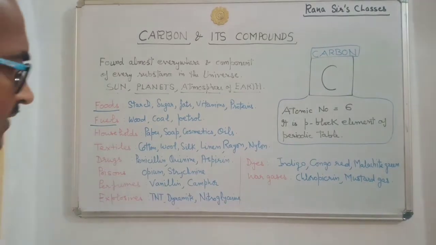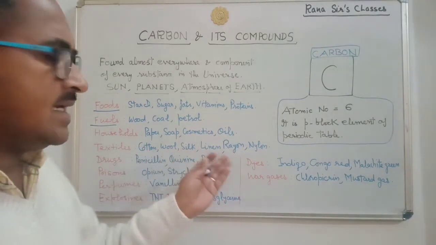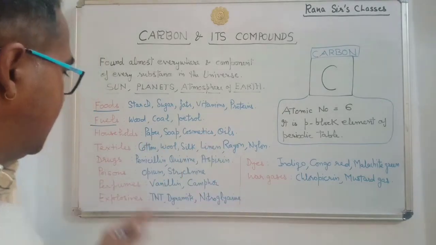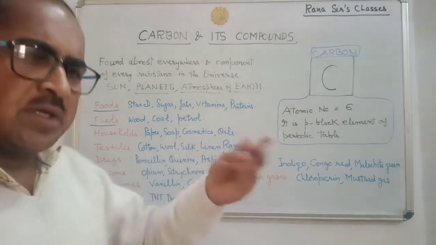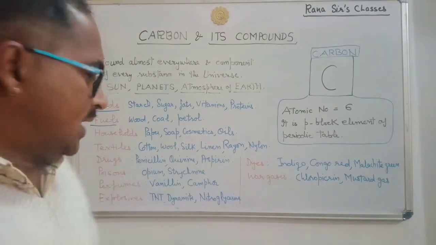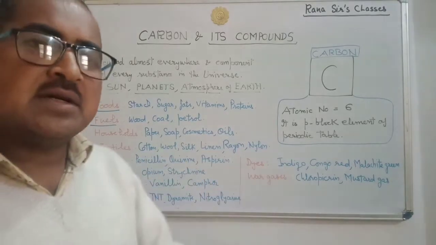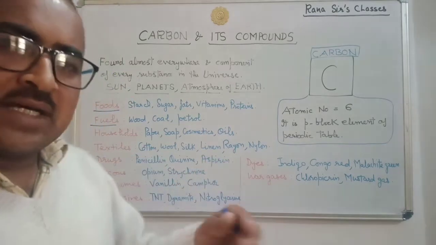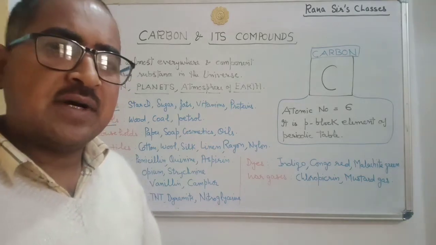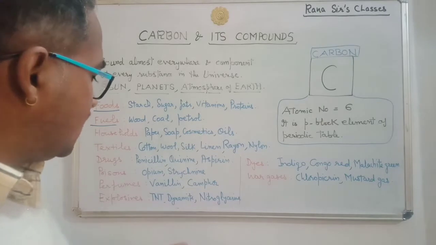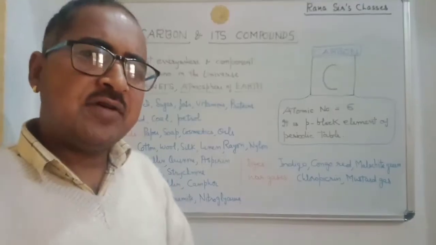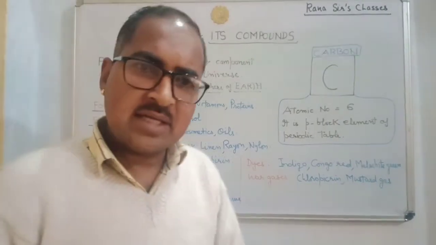In the textile sector, we see cotton, wool, silk, linen, rayon, nylon, and their constituent is carbon. Drugs like penicillin, quinine, aspirin have carbon as a component. Poisons like opium and strychnine also contain carbon. In perfumes like vanillin and camphor, carbon is there. In explosives, TNT (trinitrotoluene), dynamite, or nitroglycerin, carbon is in their composition.